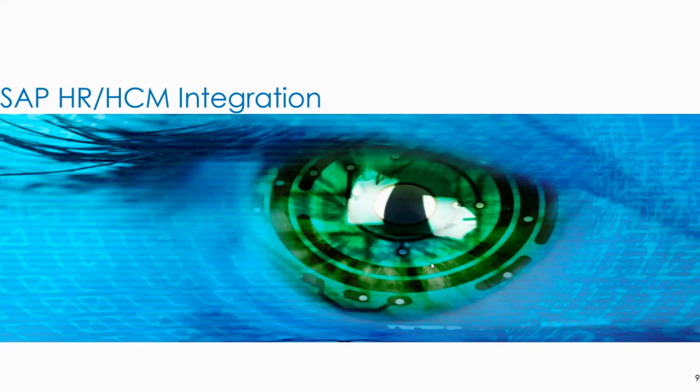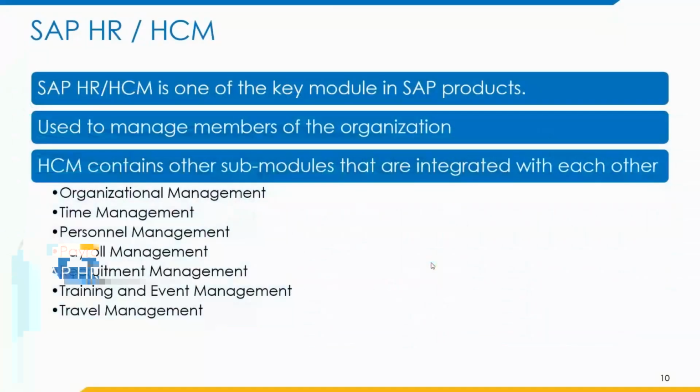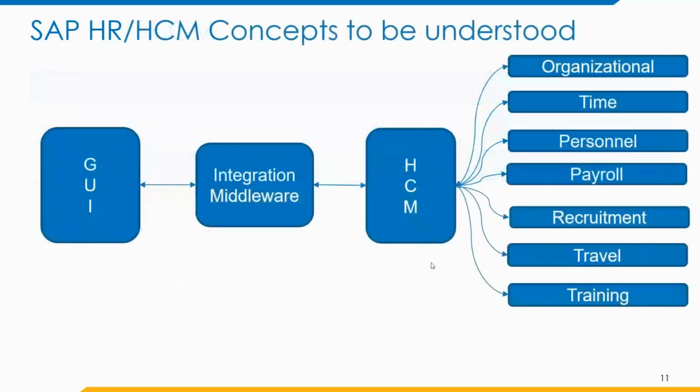So let us start with SAP HR or HCM integration. SAP HR HCM is one of the key modules in SAP products, as we have seen. It is used to manage employees in the organization. HCM provides many sub-modules under it: organization management, time management, personnel management, payroll management, recruitment management, training and event management, and travel management. We will see how they are integrated internally.